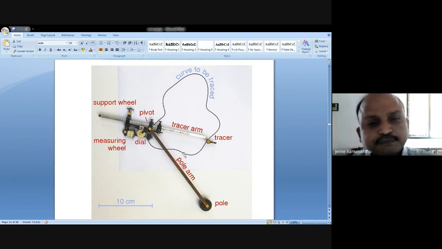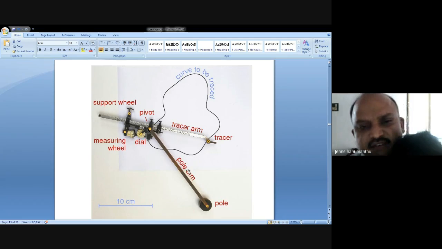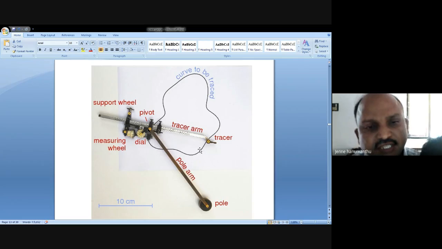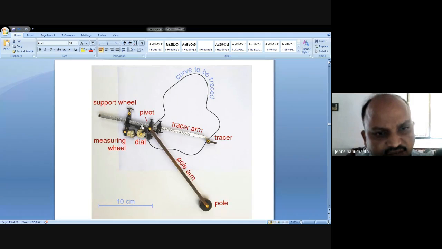These are the two arms available, and one more. These two arms are fixed at one point. That is called the pivot. And here we have a dial. It is called a disc. The disc has some markings, that is also called a scale. Dial scale. Some scale is provided here.